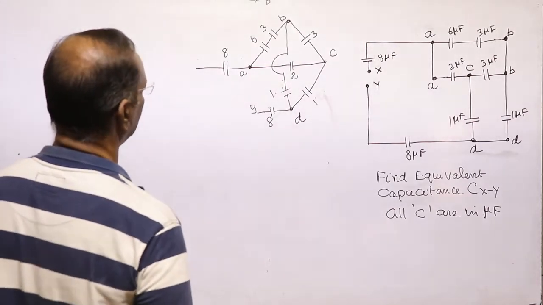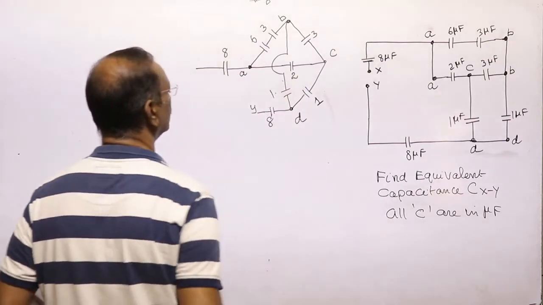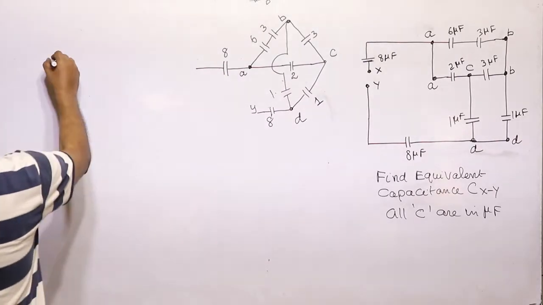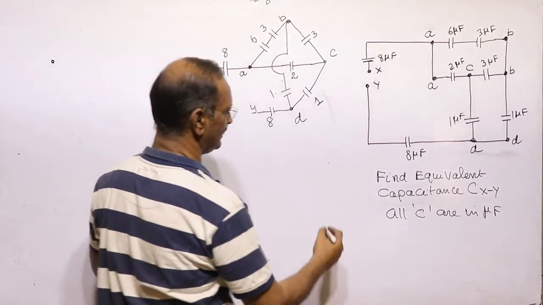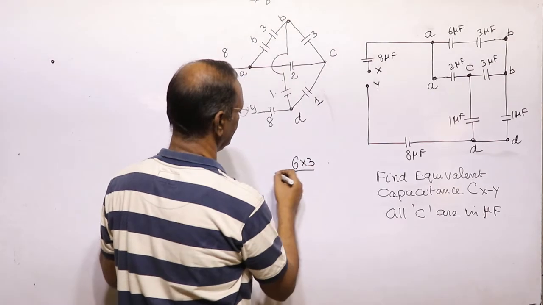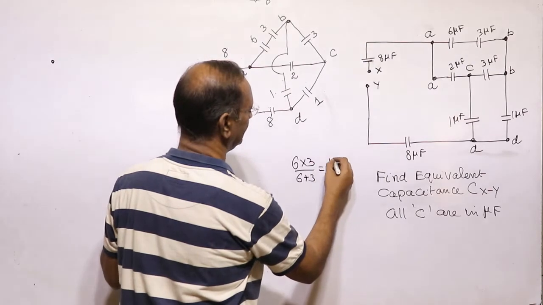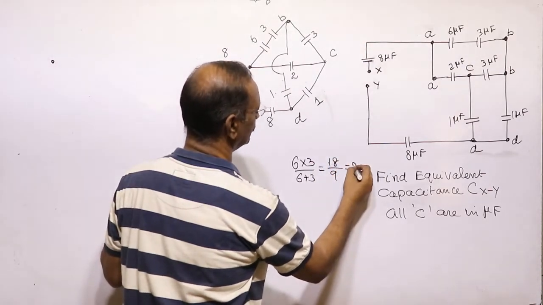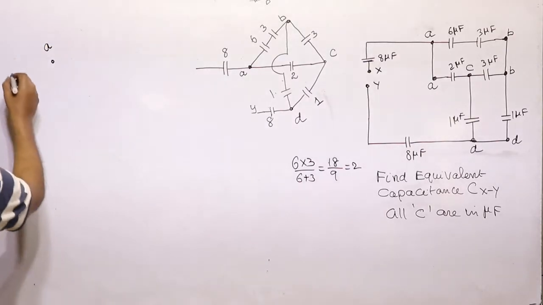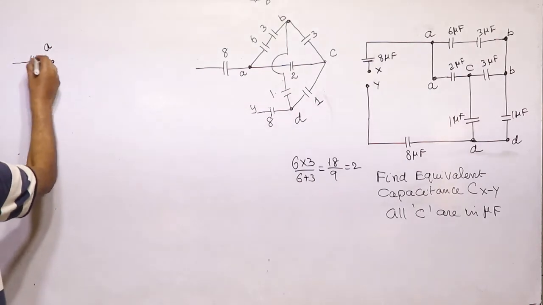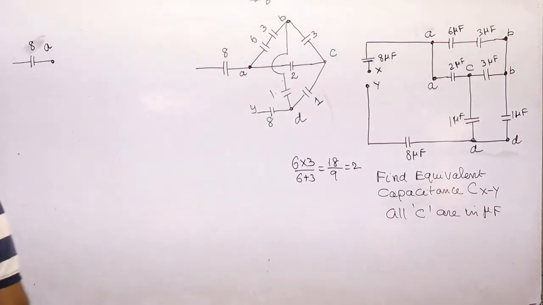Now let us try to form this. Here is a Wheatstone bridge. See, these 6 and 3 are in series, so we can write 6 and 3 as product divided by sum, 6 times 3 is 18 divided by 9, equal to 2. So this is converted into 2. From here as it is, there is 8 microfarad. We will write 8 only because space is not there.